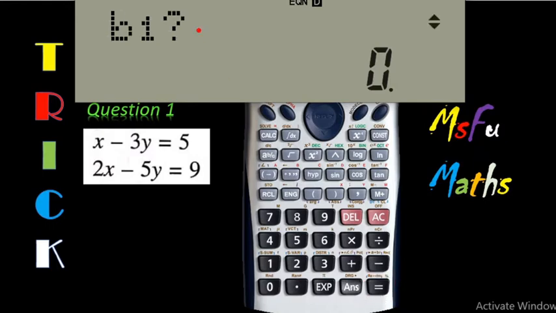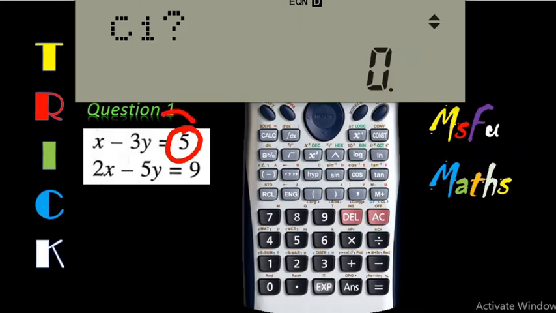Then the calculator asks you to insert your B1. B1 means the coefficient of your y here, which is -3. So we type -3, and then again we press the equal sign, and it will ask you to insert your C1. C1 here is your constant, 5.